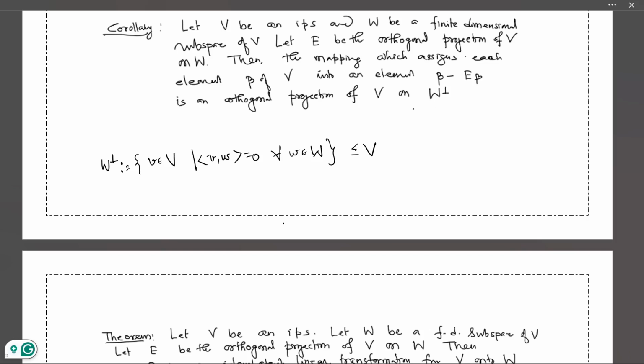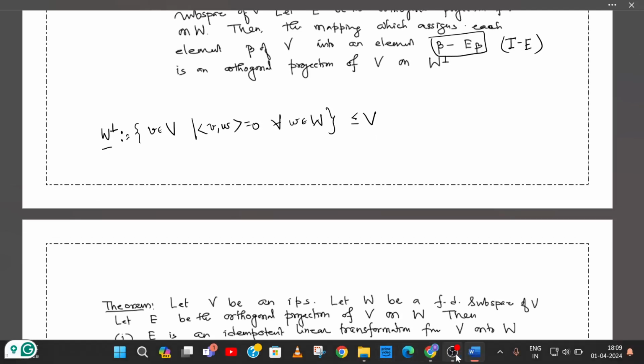Now if you have E, the orthogonal projection on W, then what it says is that I minus E is the orthogonal projection on W complement, the W orthogonal complement. So this was also proved in the class. So that's why I'm leaving this. This might be used in exercises.